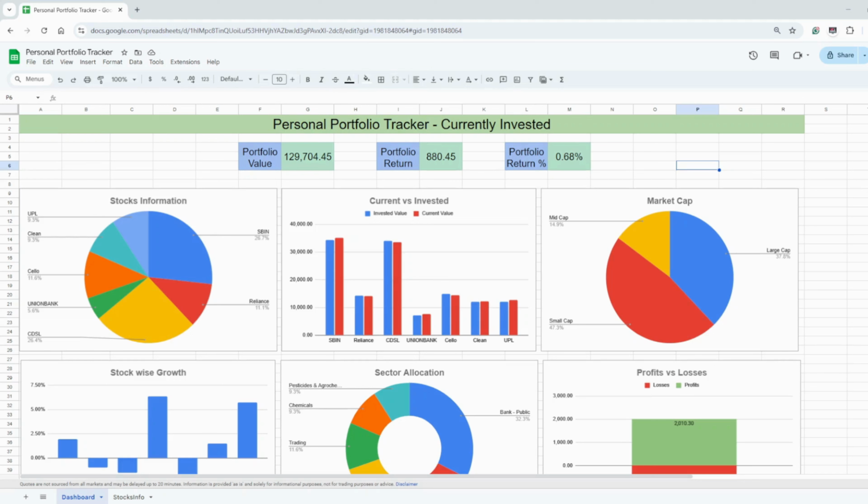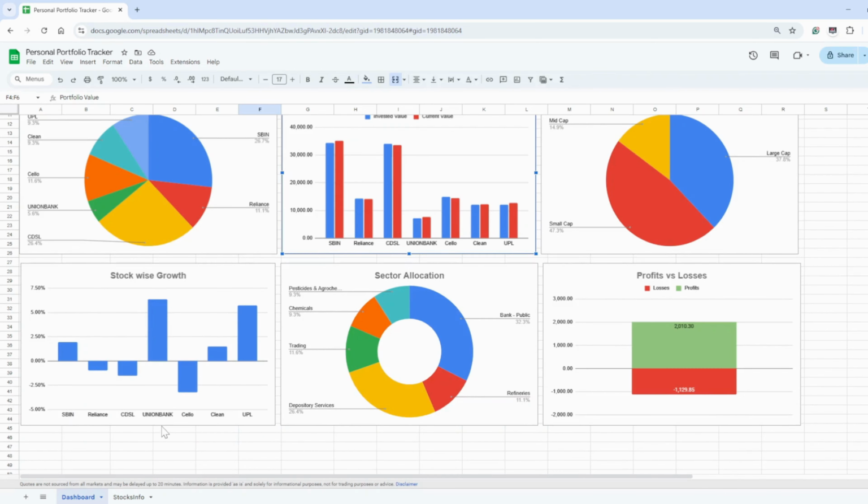Especially if you are using a stockbroker like Groww, where charting and detailed portfolio insights are missing, this tracker can seriously help you. So this is the tracker where you will get the information about the portfolio value, portfolio return, portfolio percentage, all the stock information, what is the current versus invested amount of the stocks, what is the market cap of all your stocks, what is the stock-wise growth, if it is positive or negative, sector-wise allocation, and the profit and loss of the total stocks.